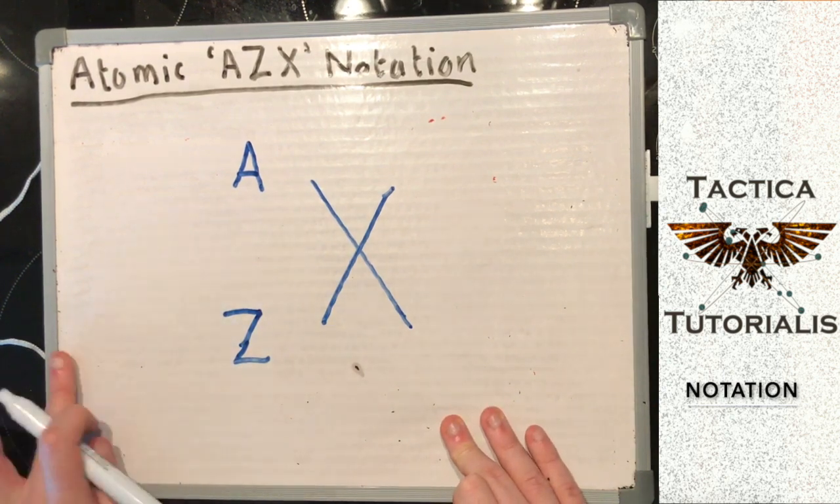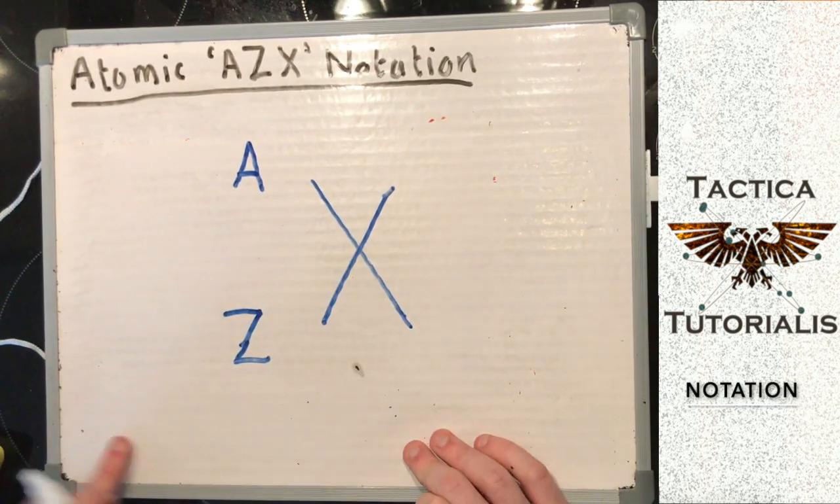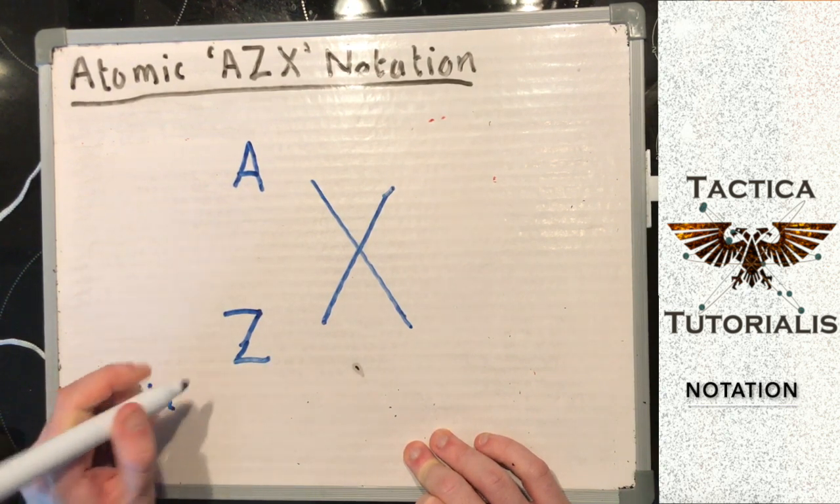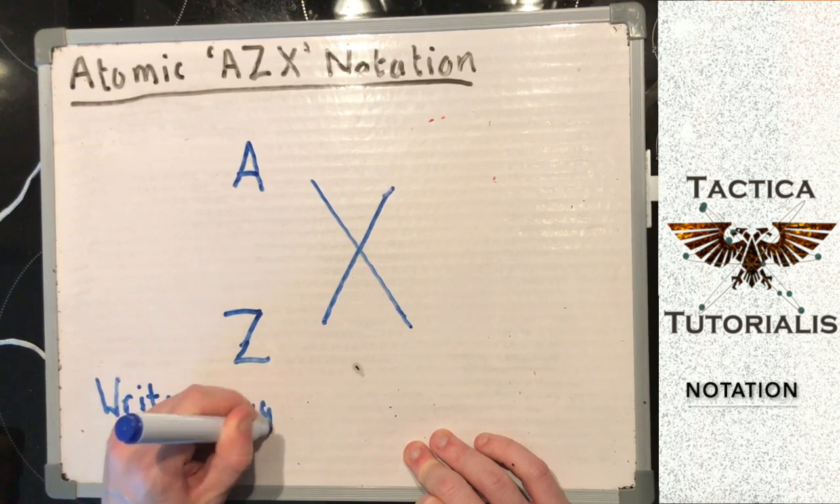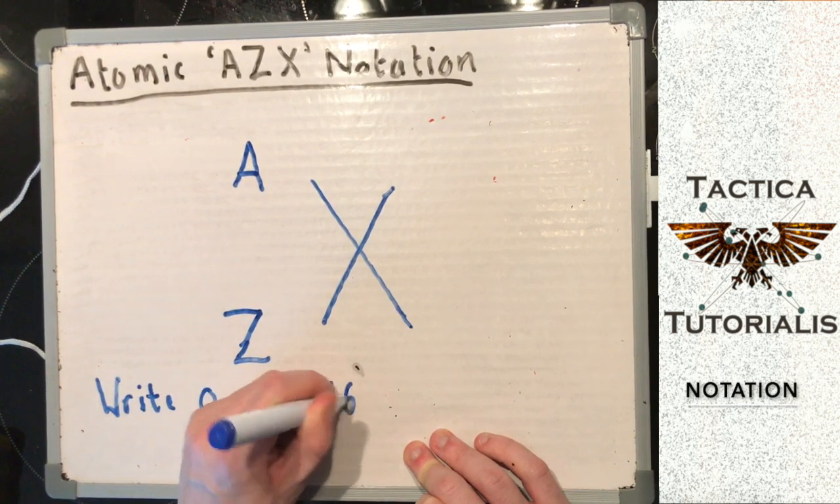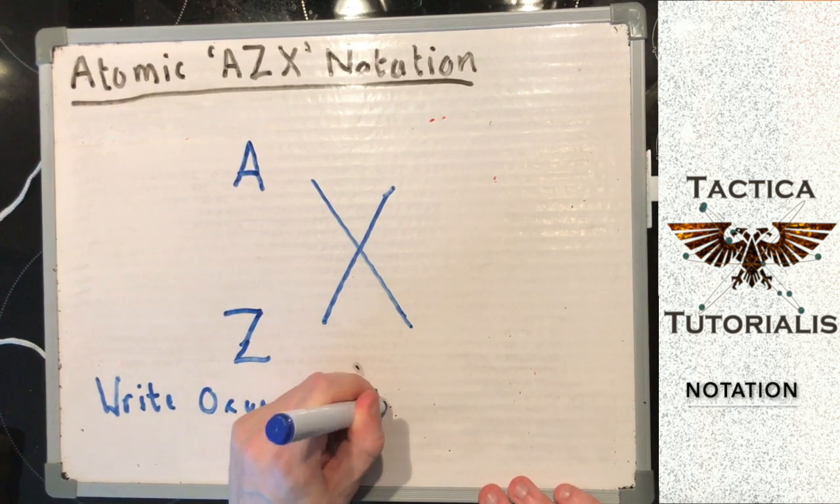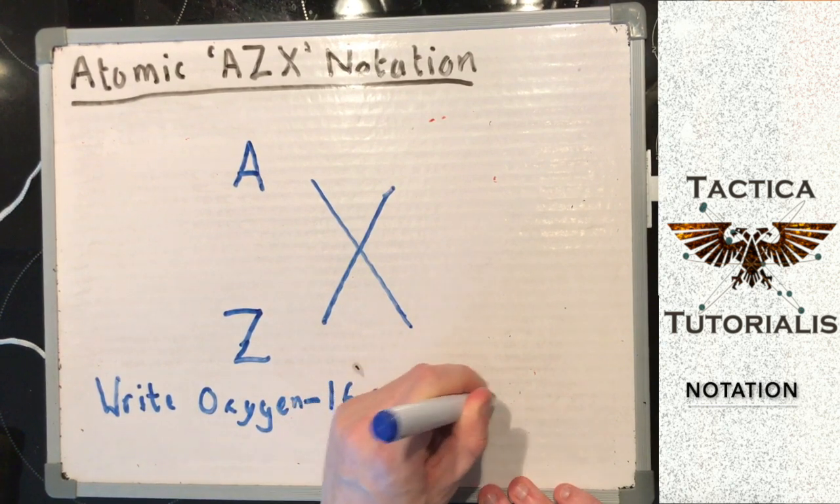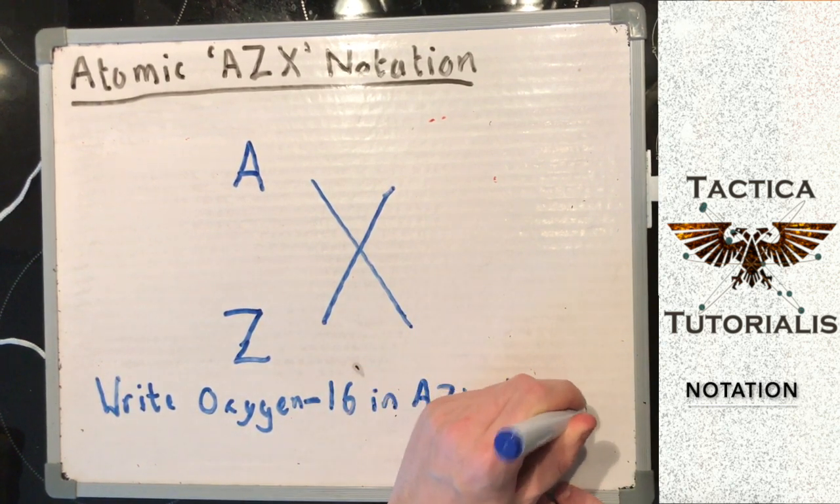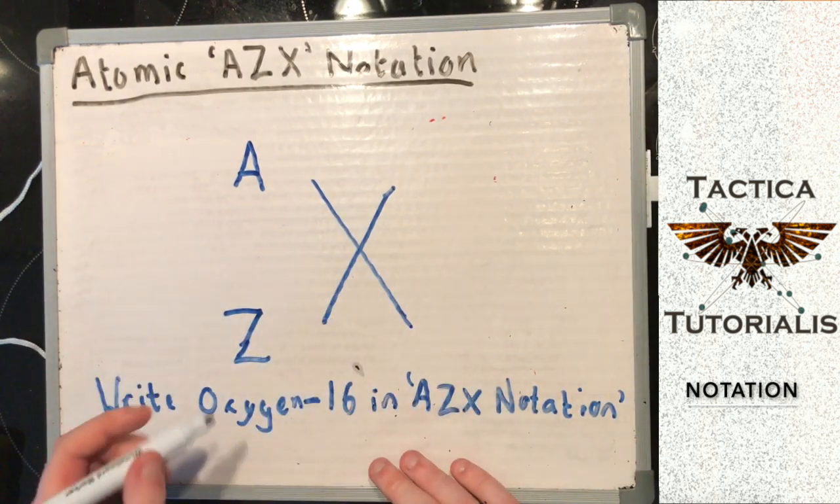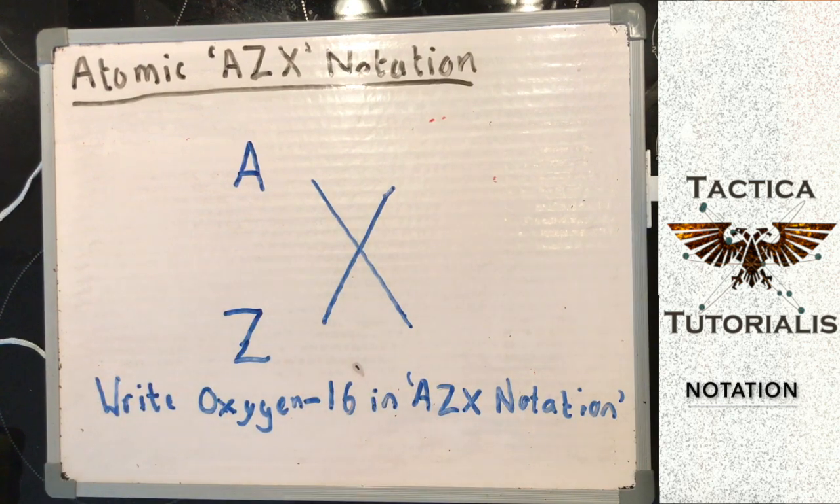So just as a sample question, I'm just going to walk through it in here. Can you write for me oxygen 16, the isotope oxygen 16, which is the normal isotope, in AZX notation? Just once you've got some notes down, can you have a go at writing down oxygen 16 in AZX, just to give yourself a little bit of practice? Give yourself 1 minute, pause the video.